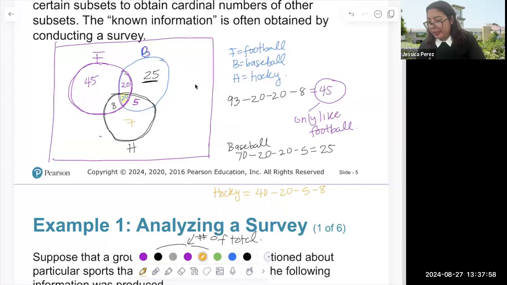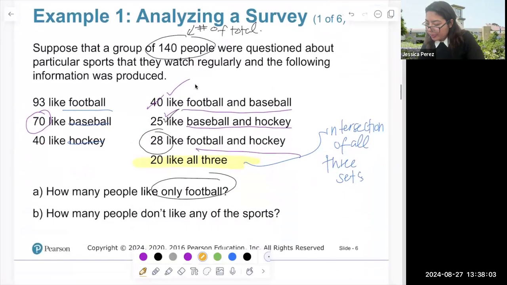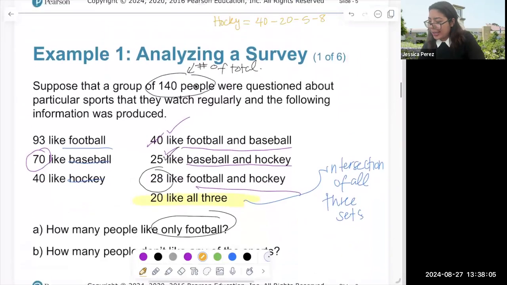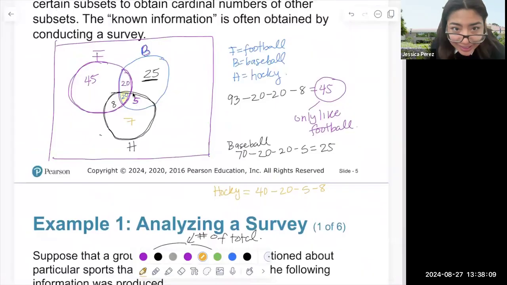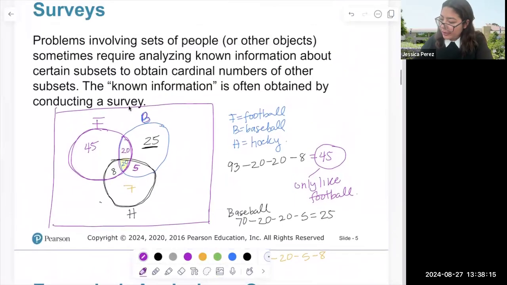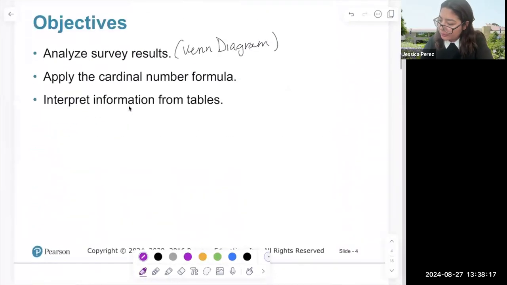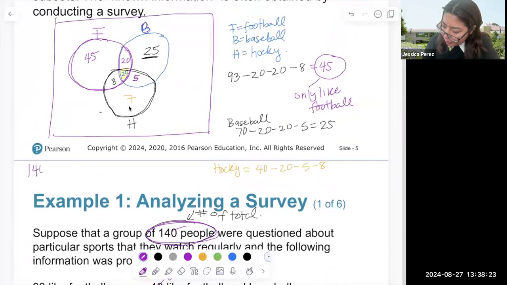Now, what is the whole purpose? Why did I do this in the first place? Well, because I want to answer B. How many people do not like any of the sports? So everyone who likes the sports is in this section. How many did we survey? We surveyed, let's go back, 140. So we have to take 140 and subtract it by every single value inside my Venn diagram.